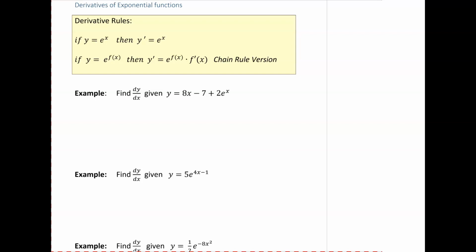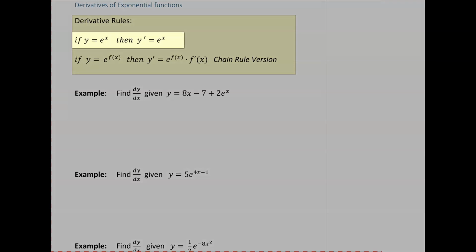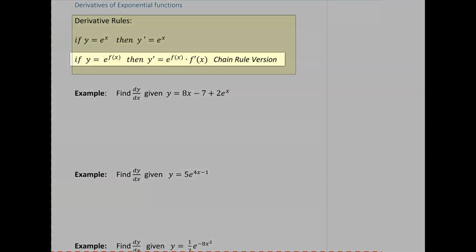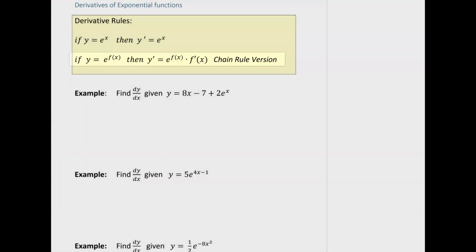Hi, today we're going to cover a few examples of taking derivatives of exponential functions. So we have the rules here in yellow, and they give us two different versions. One is the simple rule for if you have a function e to the x, and that derivative is just the same function, e to the x. But the other one, when you have a composite, a function inside of that e to the x, in which case you have to use this chain rule version.